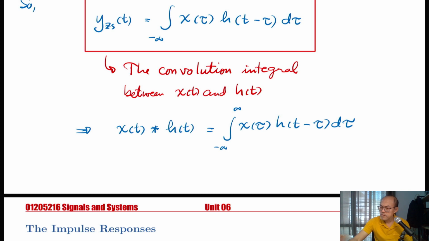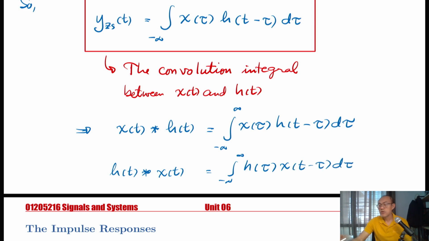And if you switch the order between these two, if you put h in front of x, then you have to switch this order as well. So you have to be careful about the orders here. If h comes first, then h would have to come first in the integral. If x comes second, then x here would have to come second in the integral.